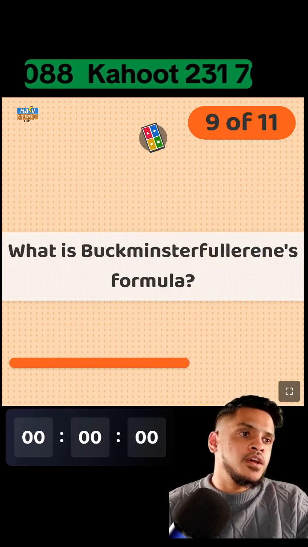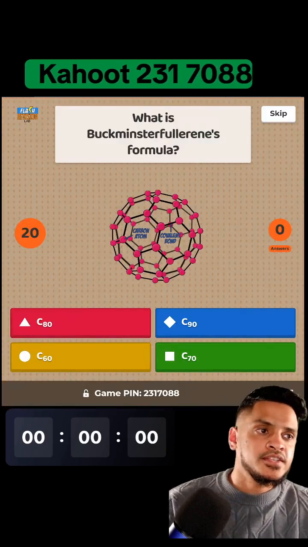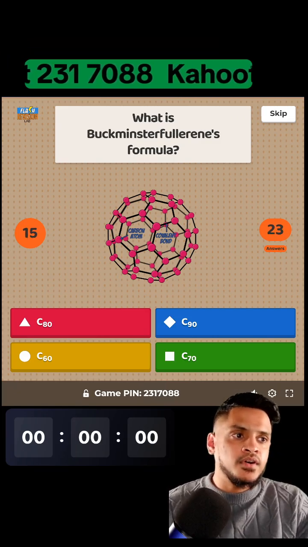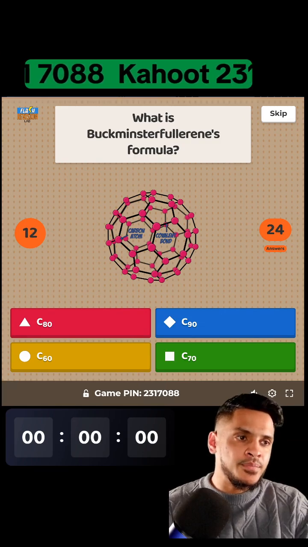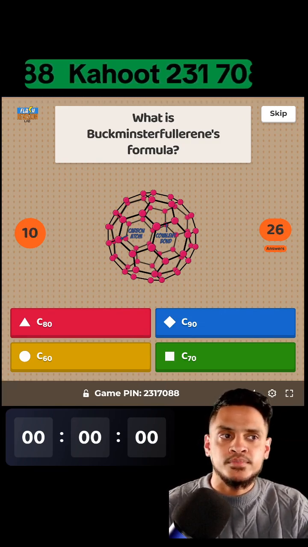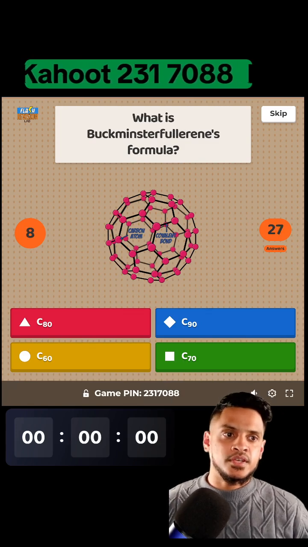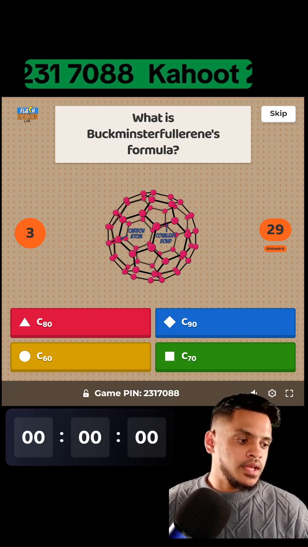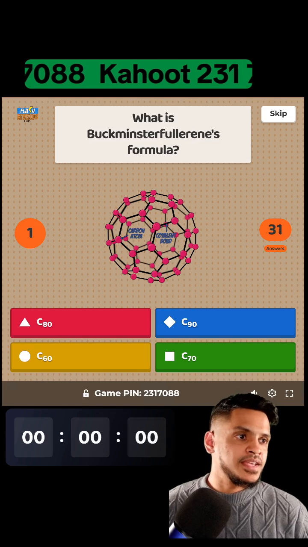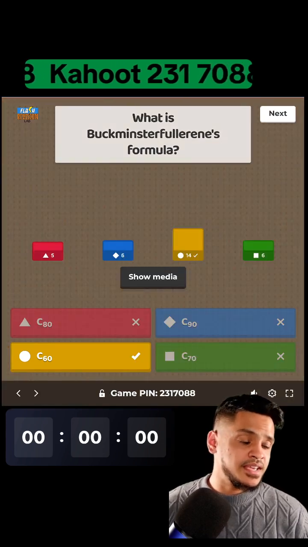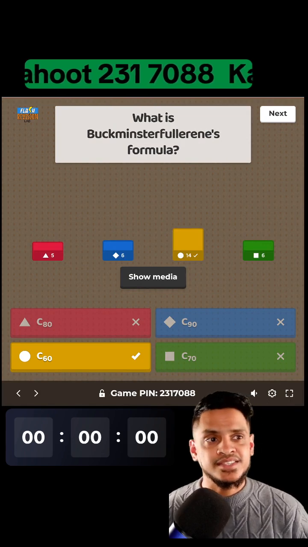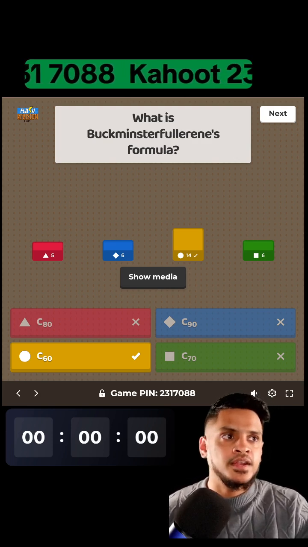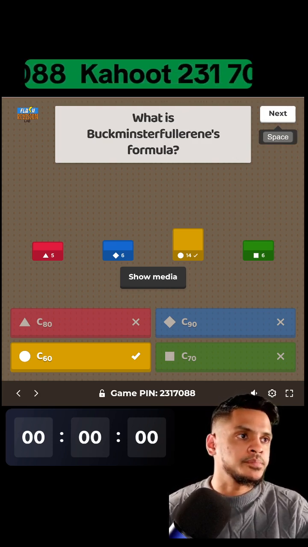What's the formula for Buckminster fullerene? So that's the one that looks like a ball. It's also known as a buckyball. It's an allotrope of carbon. How many carbon atoms are there in it? This is something you need to memorize for your exams, actually. You need to memorize that number. And chat is saying 60 and 80. The answer is 60. C60. There's 60 carbon atoms which are bonded by covalent bonds. Well done, well done.